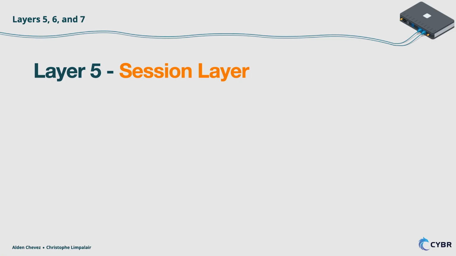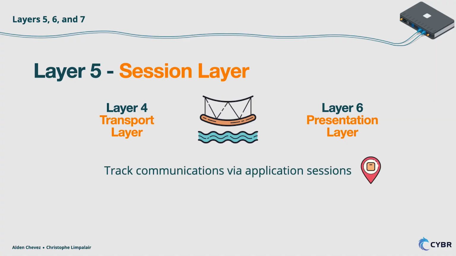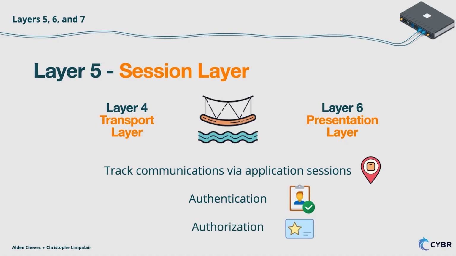Finally, we have layer 5, which is the session layer, and this essentially acts as a bridge between the presentation layer that we just talked about, which is layer 6, and the transport layer, which is layer 4, and which we covered in the prior section of the course. And this layer helps track communications between systems via application sessions, and it also deals with authentication and authorization. Now, to do that, this layer helps establish, control, and end sessions between local and remote applications.